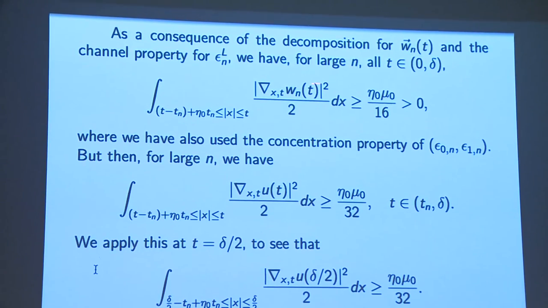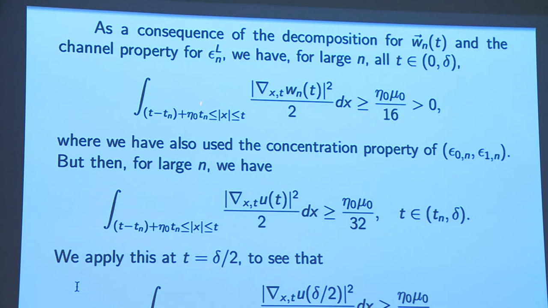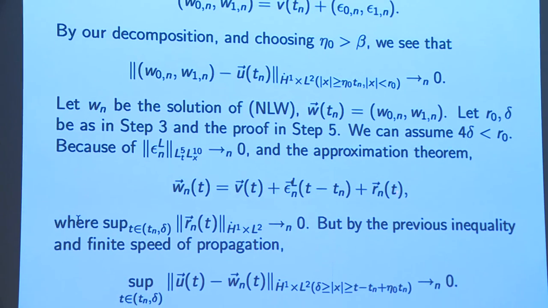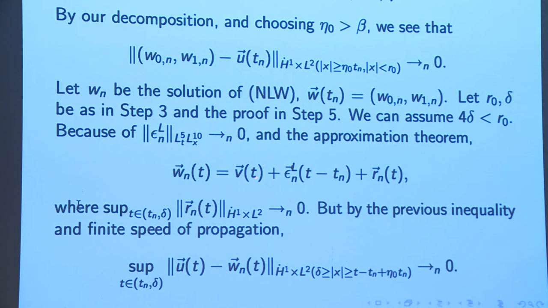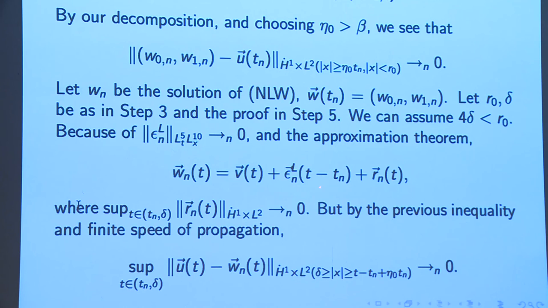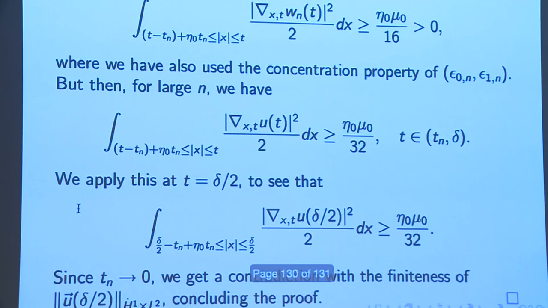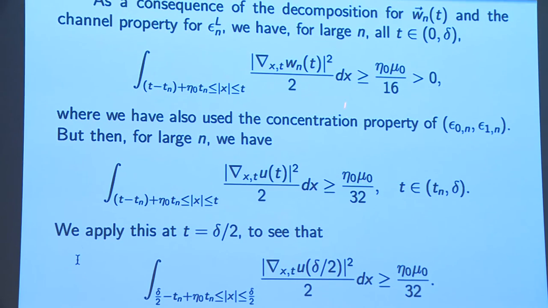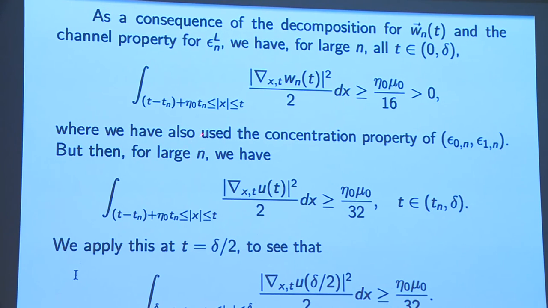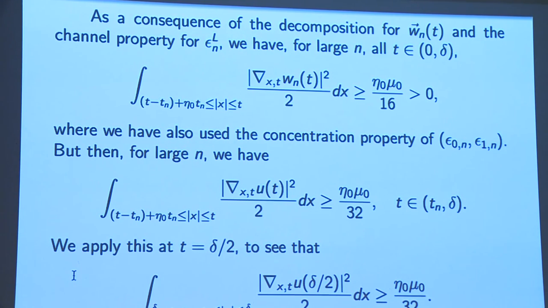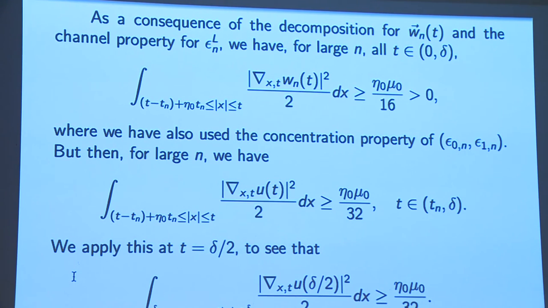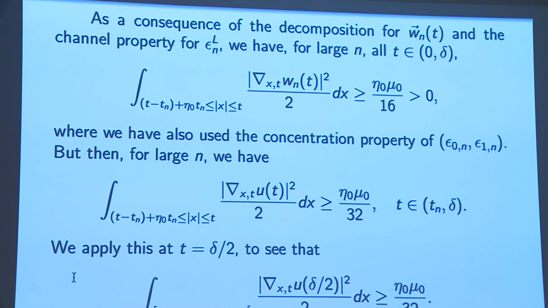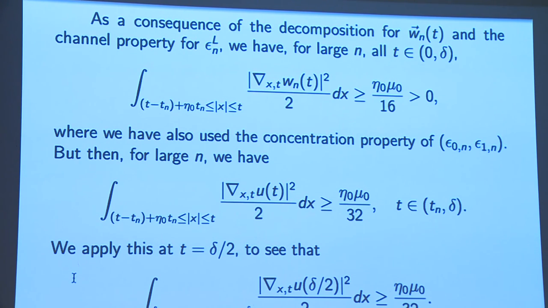we have this decomposition for Wn. We have a channel property for epsilon L. And then Wn, because of this decomposition, this guy is small. This is a regular solution, so on small sets its contribution is small. And this is the thing that has the channel. So that means that W inherits the channel. And this is what I get. Now I can put T here, by the concentration property of epsilon 0, epsilon 1, there in the ball of radius T sub n, and finite speed of propagation, so that grows like t. The rest is negligible. So I have that.